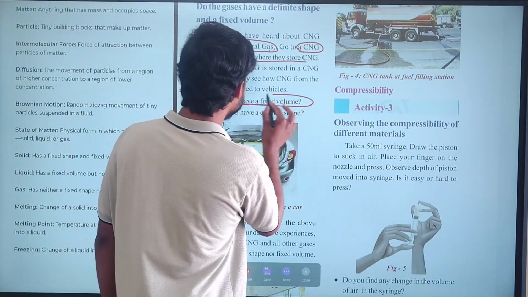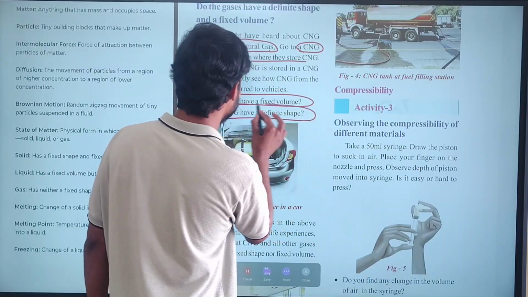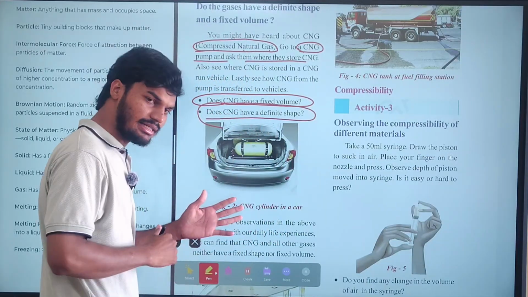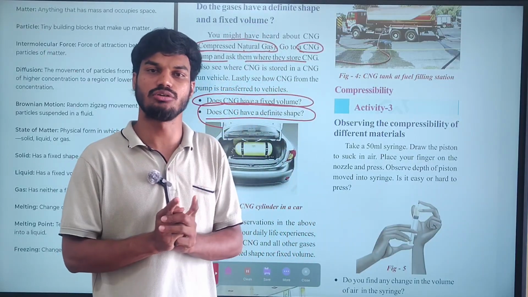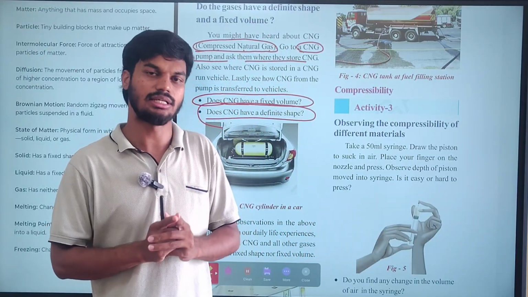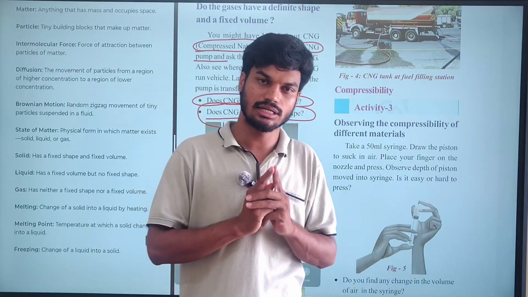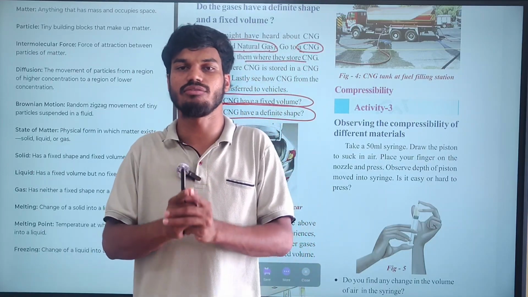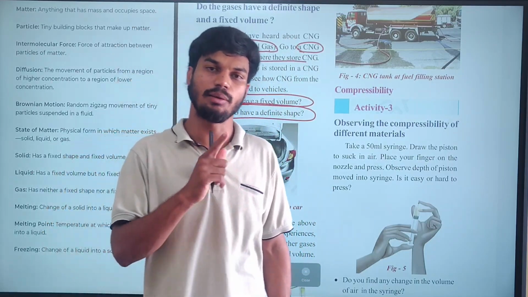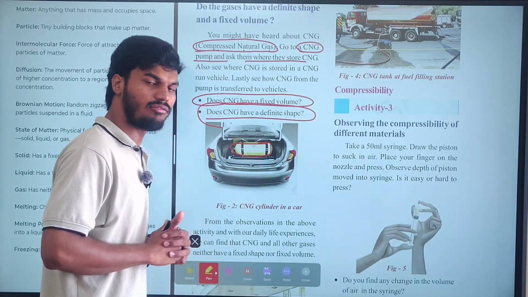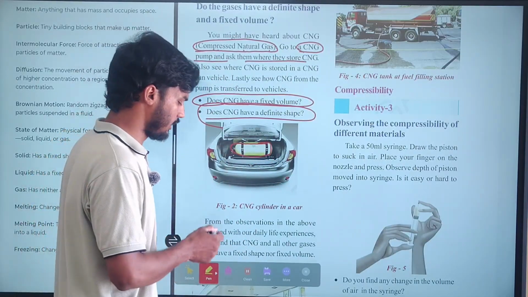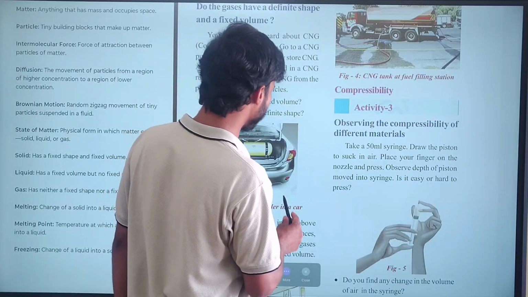So does the CNG have a fixed volume? Does the CNG have a fixed shape? CNG is a gas. CNG doesn't have a fixed shape and fixed volume. From this we can say that gases don't have a fixed shape and fixed volume. The shape and volume depend upon the container. So this is the image of the CNG.